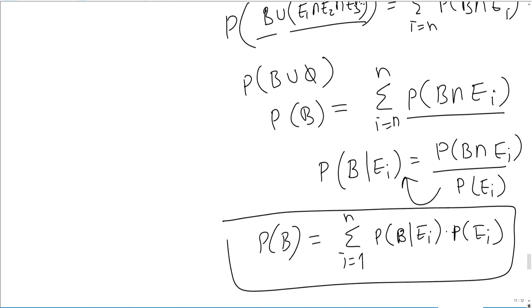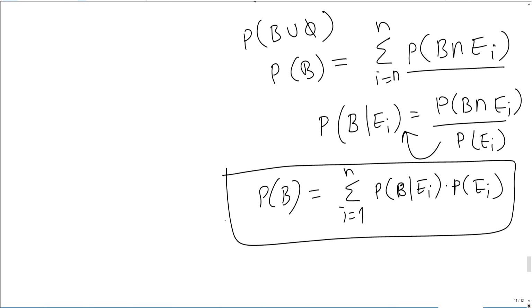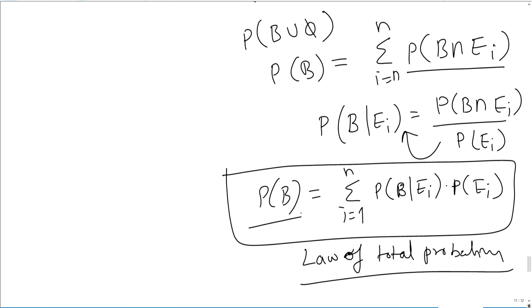Okay. So, if you have mutually exclusive and exhaustive events E1 to En, and then there is another event B, and if you want to calculate probability of B, then it can be given by probability of B given Ei into probability of Ei, and its summation from 1 to n across all mutually exclusive and exhaustive events. This is called the law of total probability, and this is called total probability of B, total probability of event B.